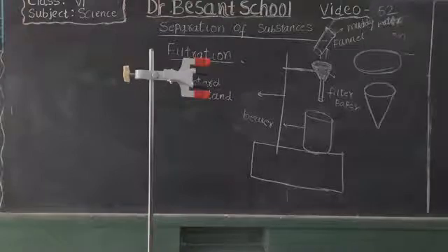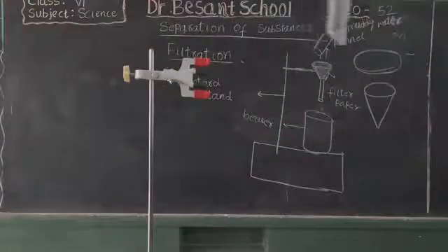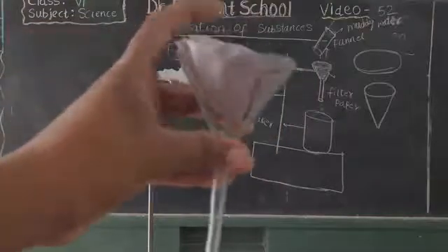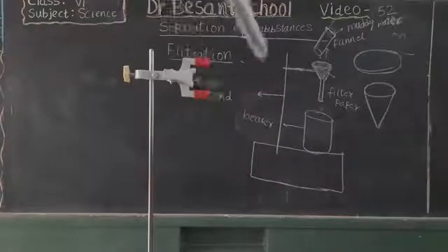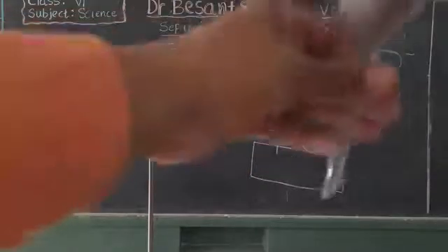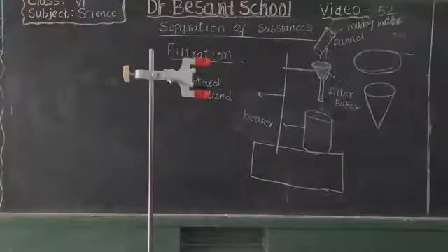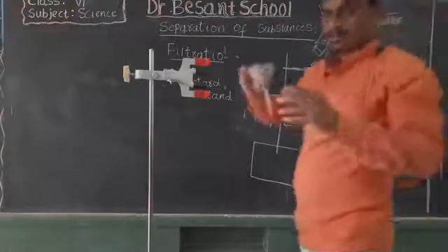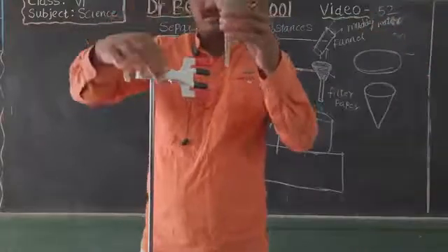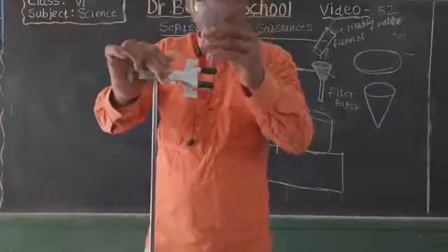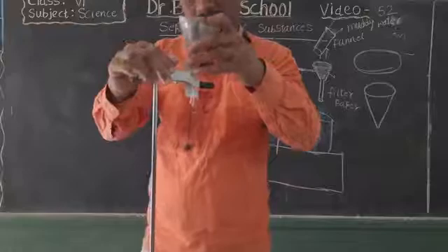Such that there should not be any gaps. Okay, this is the filter paper. Keep the filter paper into the funnel like this. Adjust the filter paper into the funnel. Now fix this funnel here to this retort stand like this.